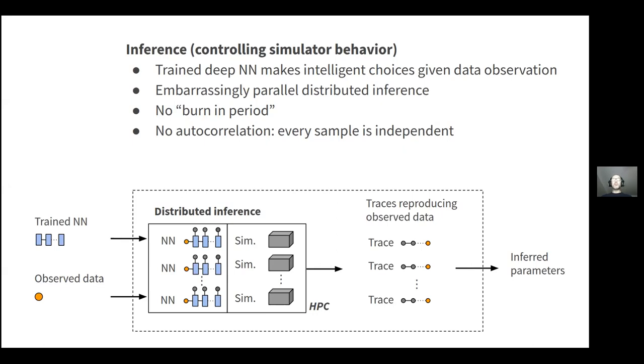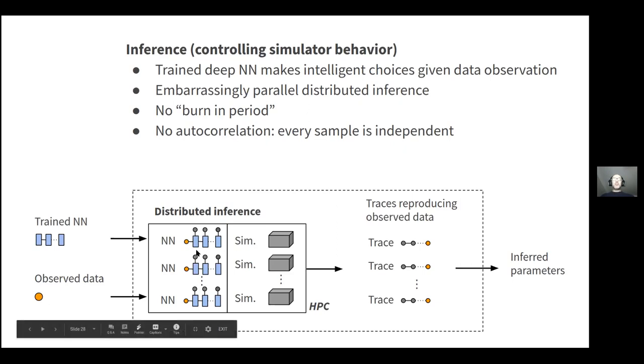That's the whole idea of this amortized inference setting. So you have your trained neural network, you have your observed data, and somebody gives you a new data instance that was not in your training data. So the inference works by running many instances of this neural network, giving them the same new observed data as input.